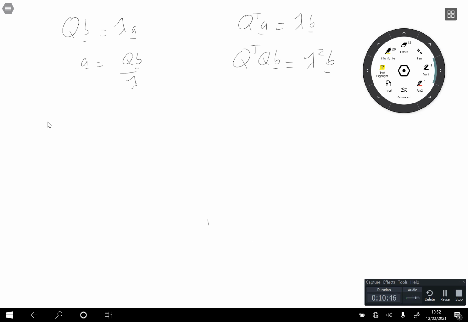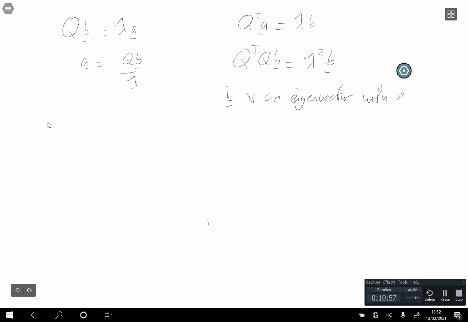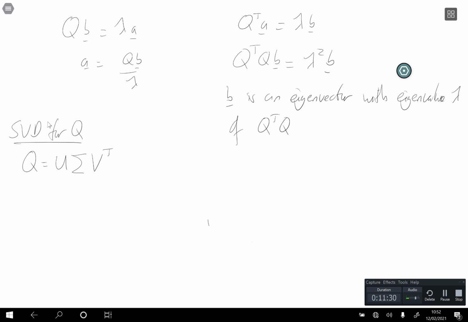So what does that tell us? It tells us that B is an eigenvector, with eigenvalue lambda squared, of Q transposed Q. So in other words, if Q has singular value decomposition U sigma V transposed, we know that the eigenvectors of Q transpose Q are the V's, so we must have that B is one of the vectors V_i, one of the right singular vectors of Q.